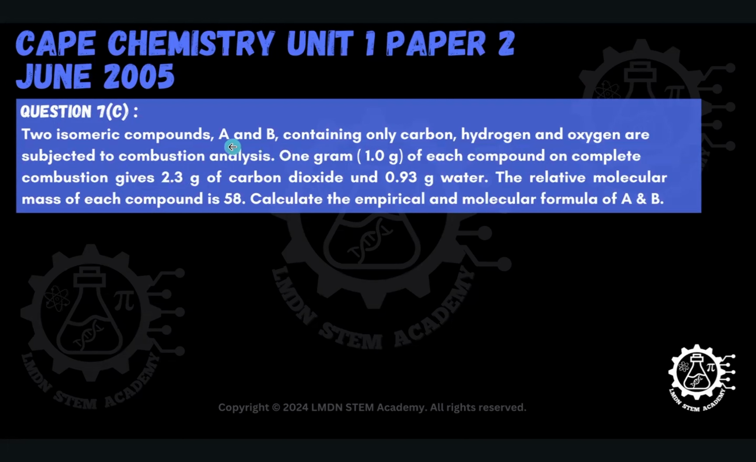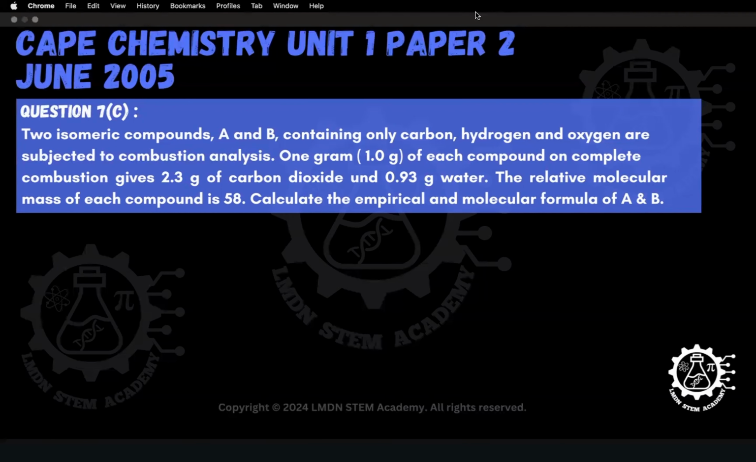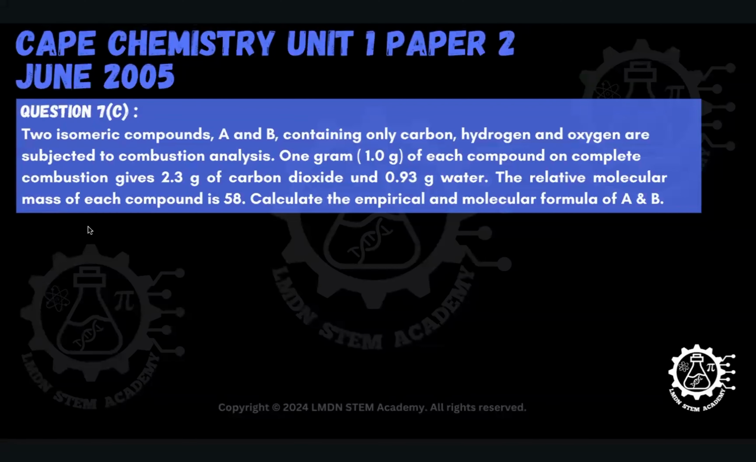Now, because A and B are isomers, it's important to note right away that they will have the same molecular and empirical formulas, okay? Remember, isomers have the same molecular formula, but different structural formula. So the way that we draw them would be different, but they have the same molecular formula. And so whatever molecular and empirical formulas we get for A, it's also the same for B, okay? All right, so let's get into this question now.